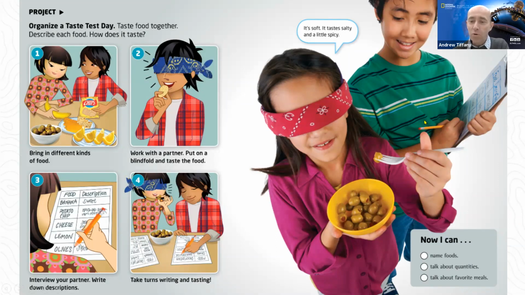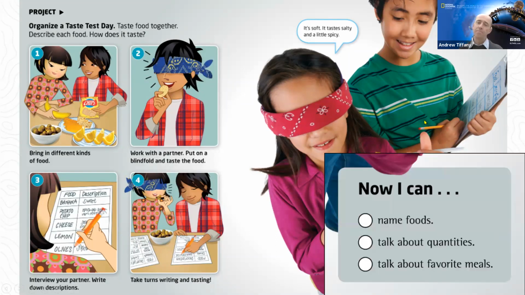But when you look in the bottom corner here, you can see that the things we're talking about are naming foods, quantity, and my favorites. But then over here, when we're speaking, it's like it's soft, it's salty, it's spicy. That doesn't quite match with the list of things that are here at the bottom of the page, right? So how does this work?